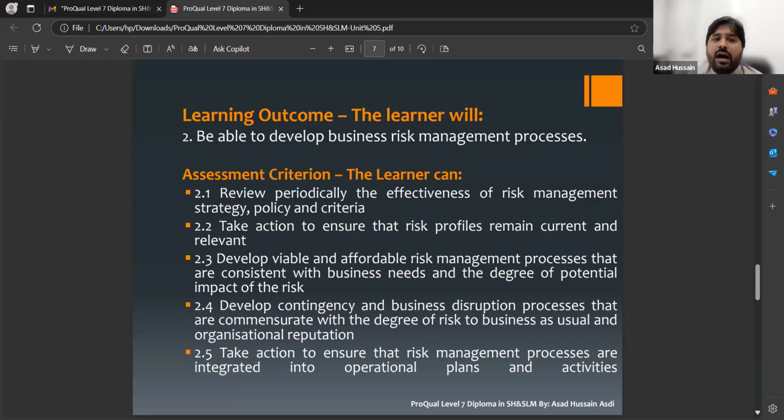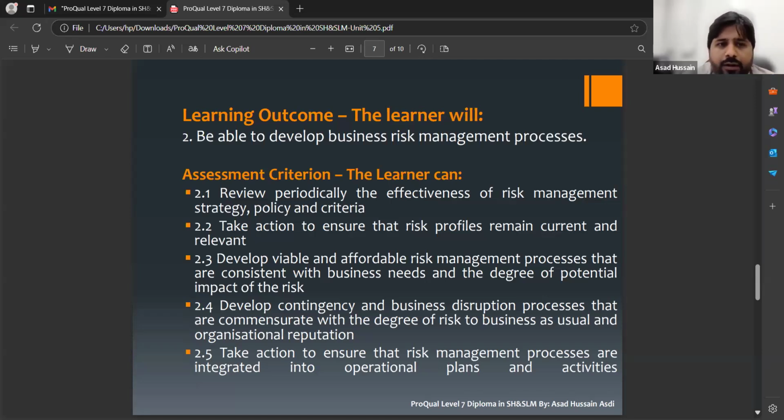And if they are in the first implementation stage of that, or they are an indirect part of that, still they can produce evidence of that. Now in 2.4, it is asking about develop contingency and business disruption processes that are commensurate with the degree of risk to business as usual and organizational reputation.